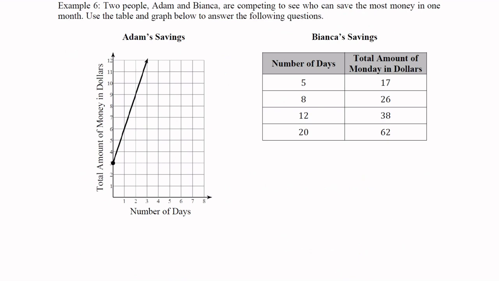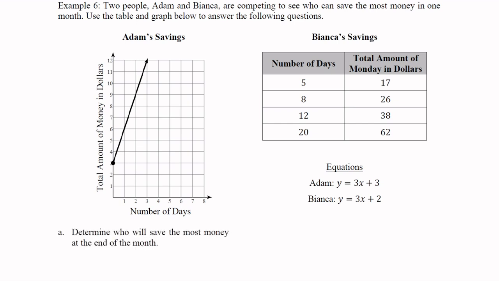Two people, Adam and Bianca, are competing to see who can save the most money in 1 month. Use the table and graph below to answer the following questions. So what we want to do is get this into a form where we can do a more direct comparison. So we're going to take Adam's savings and write the equation for this graph using our slope and our y-intercept. And then we're going to take the data in the table here, you can put it in Desmos if you would like, and find what the equation is for that. So Adam's equation is y equals 3x plus 3, and Bianca's is 3x plus 2.